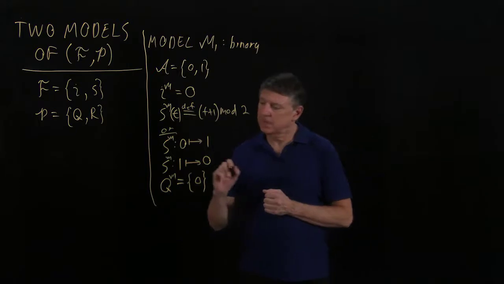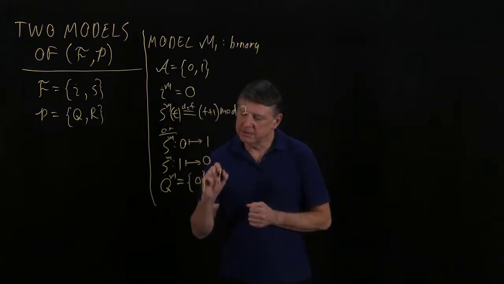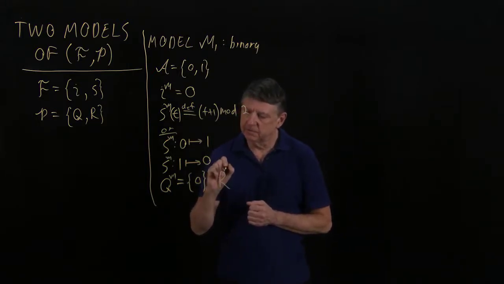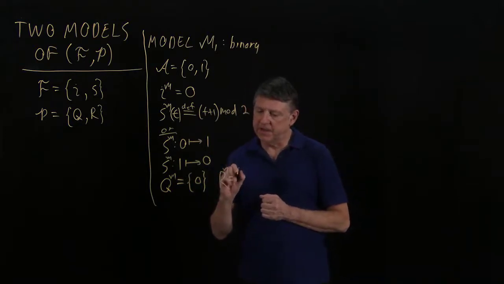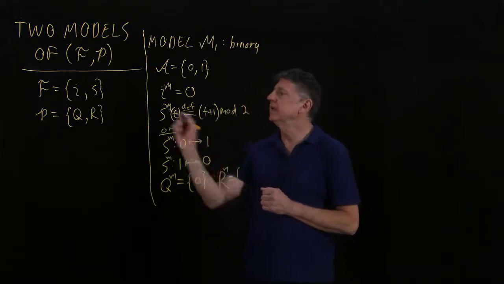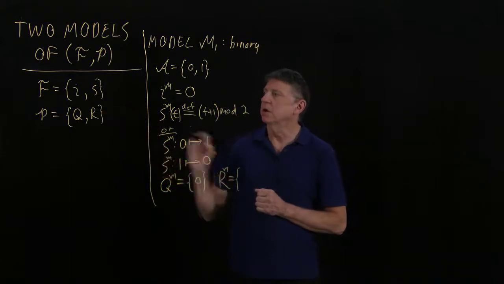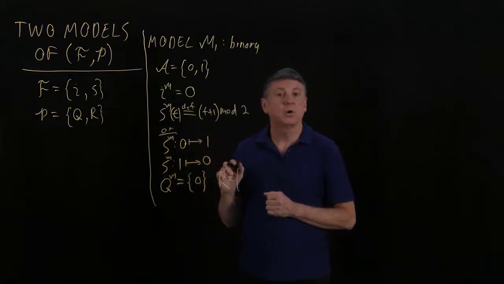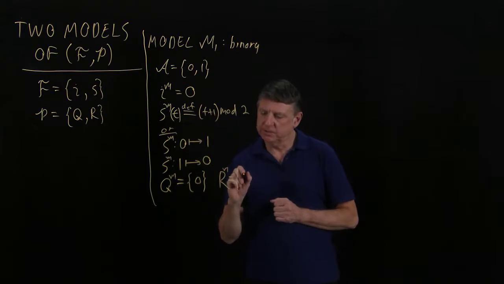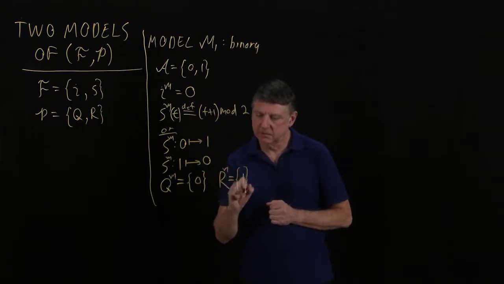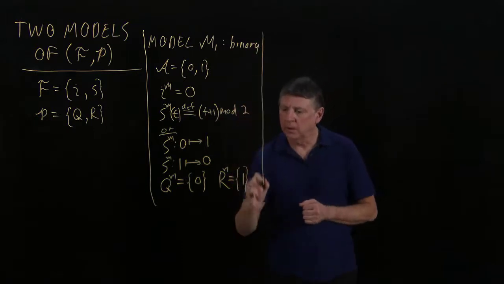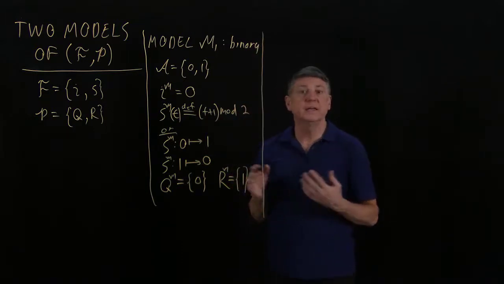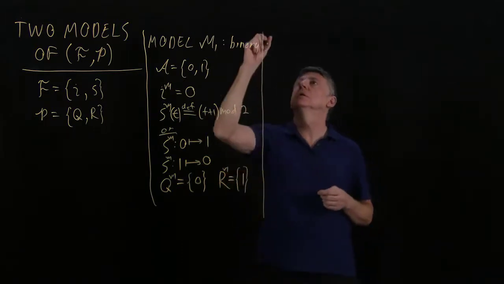We also need to have a model of R, and let's suppose that in binary logic we're thinking that the symbol R is going to map to all of the odd numbers, and so we could say that R is 1. Well, there are an infinite number of models.